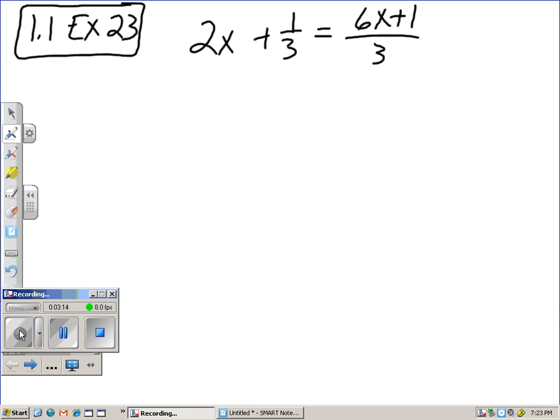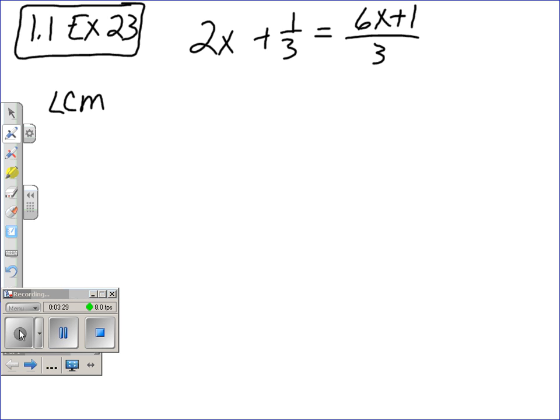All right, let's try and figure out what this is: conditional or an identity or a contradiction. I'm looking at this, and the first thing I see is those fractions. We just learned how to take care of those fractions. I have to figure out what the LCM is. Remember, the lowest common multiple. So I look at my denominators. I have a denominator of 3 and another denominator of 3. Well, that's easy. What do 3 and 3 both go into? Well, they'll go into 3, 6, 9, etc. I want to pick the lowest one, 3.